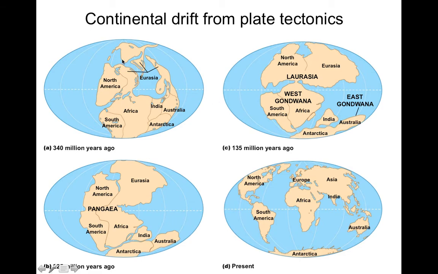So here's North America 340 million years ago, in what we call the early stages of Gondwana and East Gondwana land. We ended up with North America shifting much further upward, eventually at the 135 million years ago mark. So we go from this pre-Pangaea to the Pangaea, where North America is shifting upward. It eventually shifts all the way up to where we now see it today. And so these are major changes in the continents from plate tectonics.